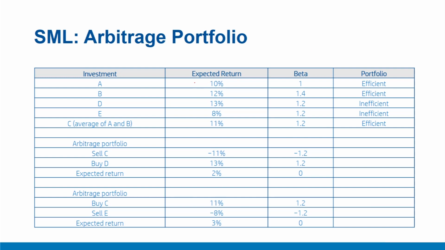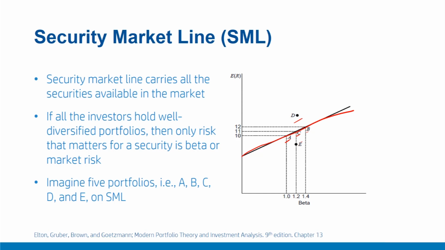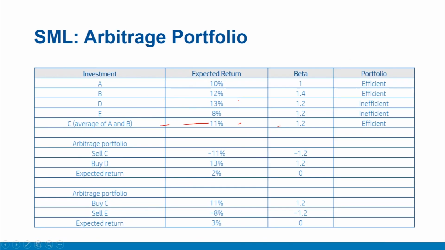C is a combination of A and B. So C is the average of A and B, 50-50%. So its expected return and beta is also a 50-50 combination of A and B. It appears that portfolios D and E are slightly anomalous. This should also be clear from this diagram here, that D and E are slightly anomalous because they do not fall on the SML. We'll have more to say about this now.